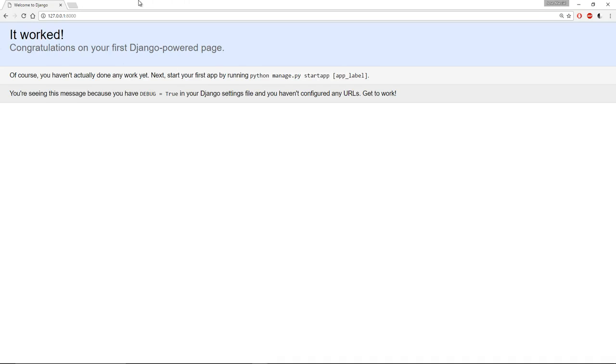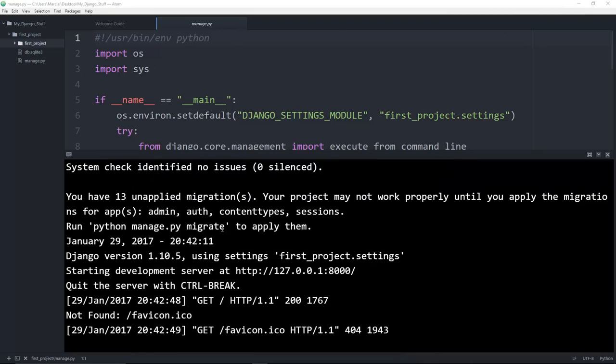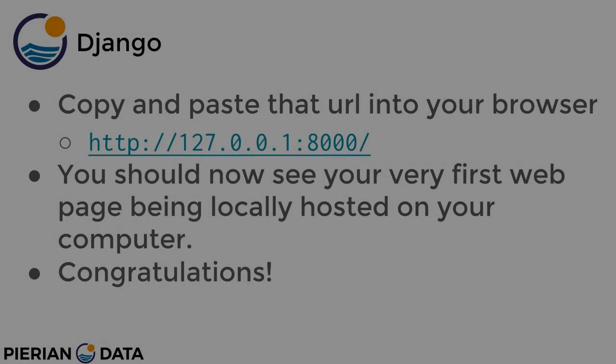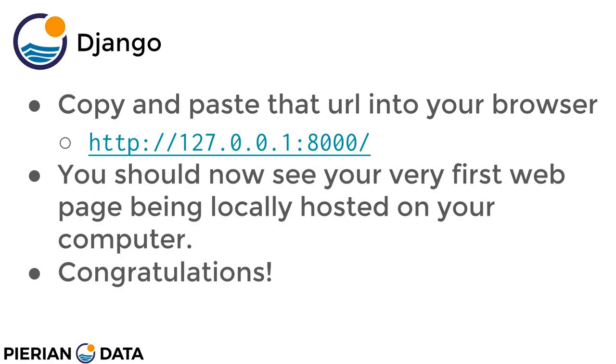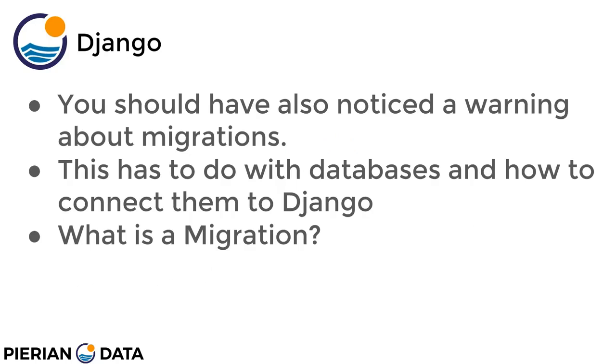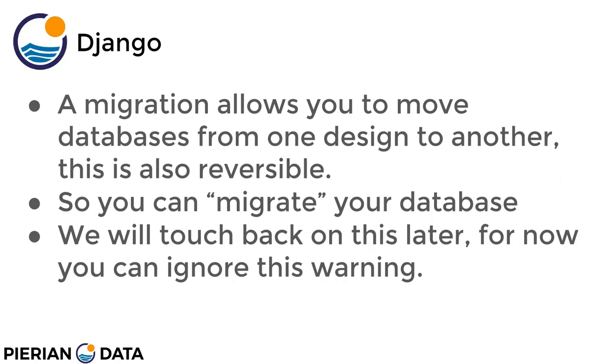Okay, now what I want to talk about is that migrations warning. So if I minimize this and come back to right here in Atom, we see we have 13 unapplied migrations. Let's take a little bit of time to discuss what migrations actually are and how they relate to the database when you're using Django. All right, so as we just noted, we have our very first Django-powered project running locally in our computer, so a big congratulations to you, pat yourself on the back. But as I mentioned, we noticed that warning about migrations, and this has to do with databases and how to connect them to Django. The question arises, what is a migration?